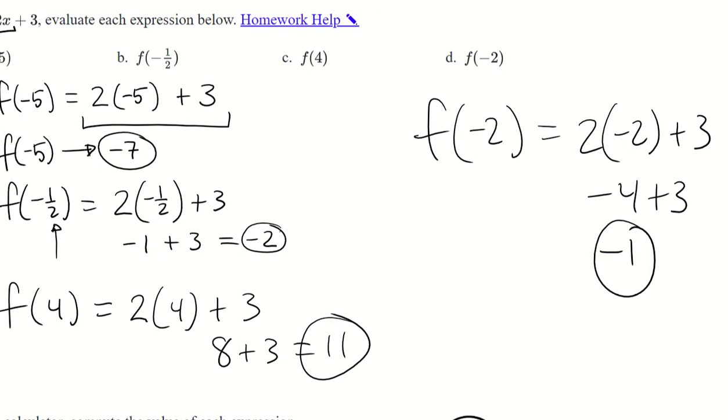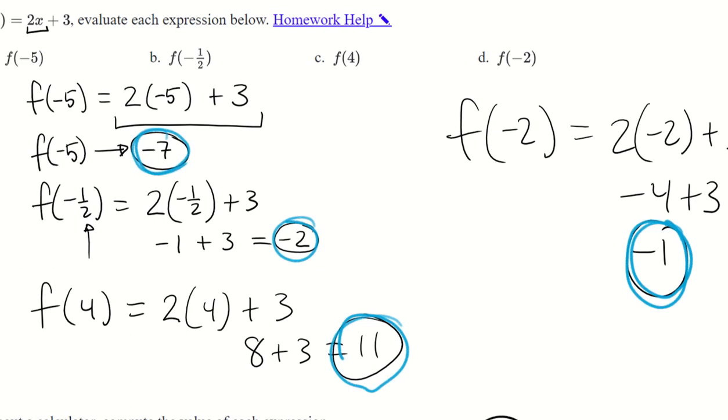So in each case, we get an output. Here's an output of -1, an output of 11, an output of 2, an output of -7. And each one of those outputs was generated by using the given inputs. -5 gave me -7, -1/2 gave me 2, 4 produced 11, and -2 produced -1.